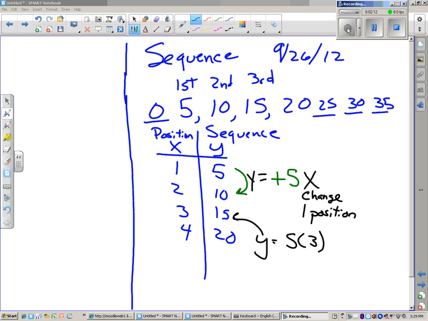The sequence on Learn Alberta yesterday was also called the terms. The 5 is the first term. The 10 is the second term. The 15 is the third term in the sequence.